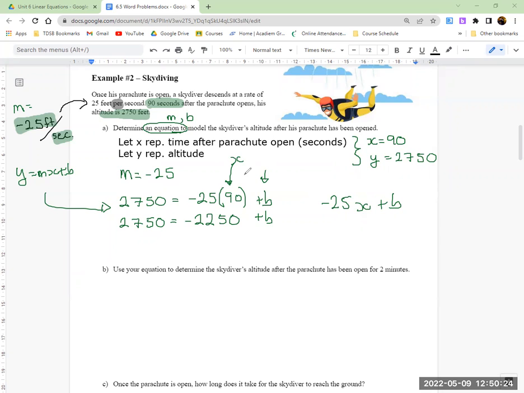Next one. Once again, based on the question, I'm assuming it's negative because it says that they are descending. I'm getting lower and lower and lower. My altitude is decreasing, so I must be subtracting every step of the way.